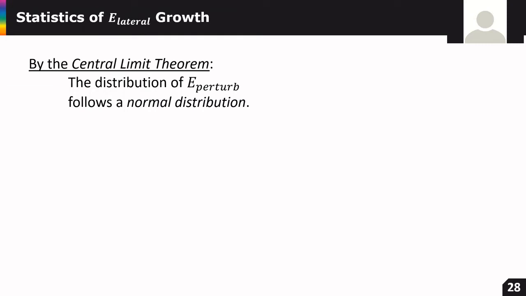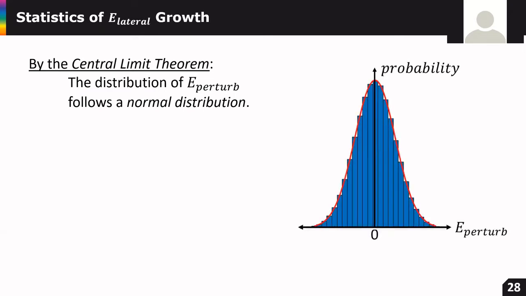So now let's talk some math and statistics. By this thing in statistics called the central limit theorem, the distribution of these perturbing energies follows a normal distribution. That's shown here on the right. So the probability of a given perturbance is given by this curve, the normal distribution.